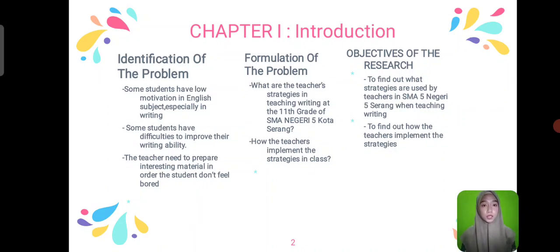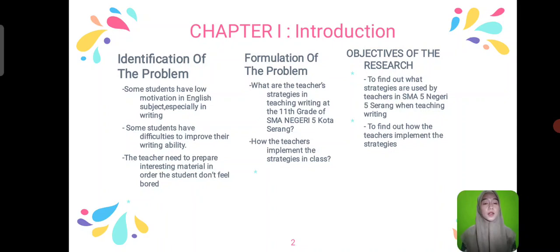objectives of the research. For the first point is identification of the problem, I put 3 indicators. For the first one is some students have low motivation in English subject, especially in writing. Second one is some students have difficulties to improve their writing ability, and the last is the teachers need to prepare interesting material in order the student don't feel bored.